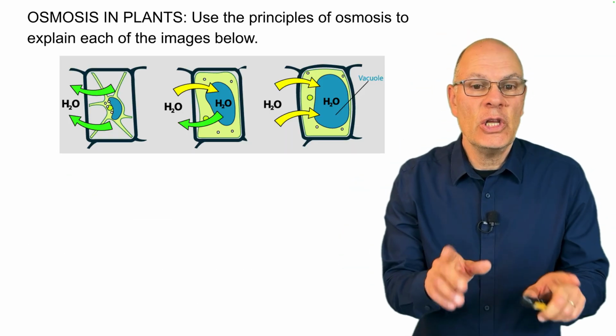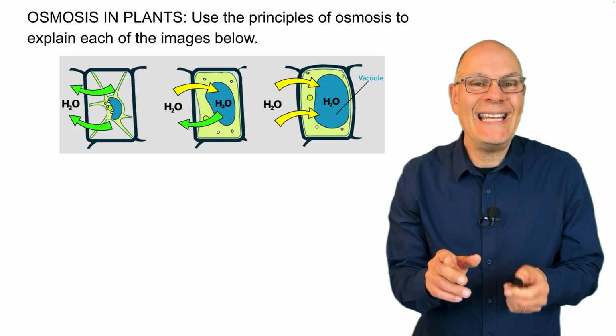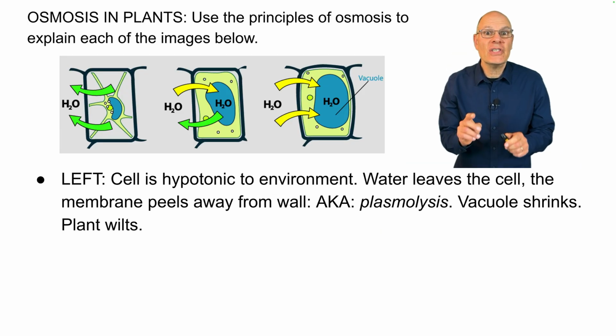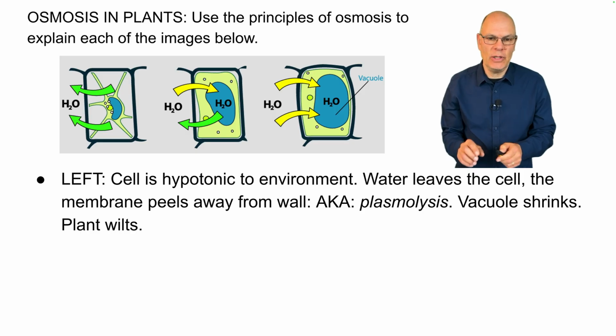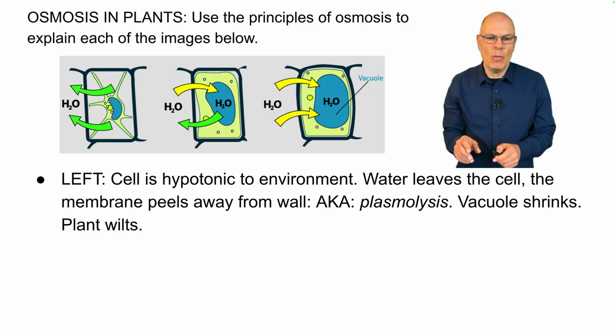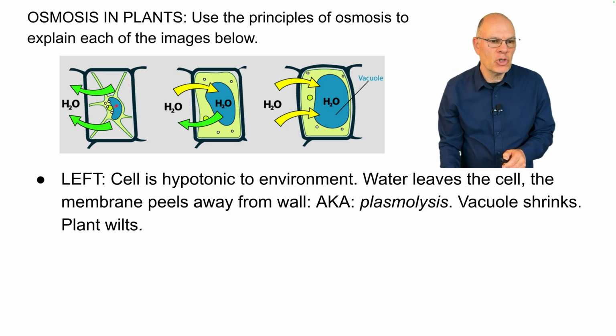Osmosis in plants. Use the principles of osmosis to explain each of the images below. On the left side, the cell is hypotonic to the environment. Water leaves the cell, the membrane peels away from the wall. That's also known as plasmolysis. The vacuole shrinks and the plant wilts.